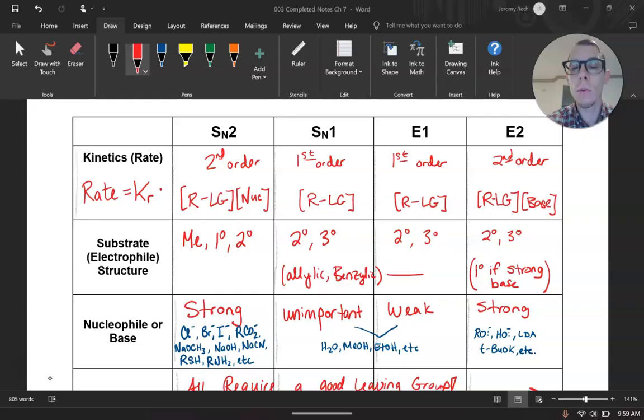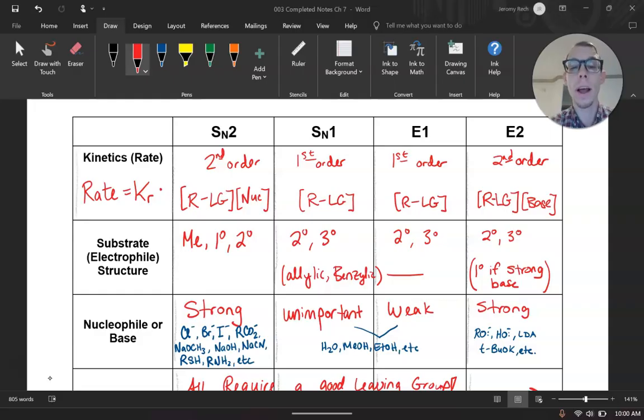For our 1s, so our SN1 and our E1, they're going to be first order. That first order is only going to have dependence on our substrate. So we are not going to have any kinetic terms associated with our nucleophile or our base. And SN1 and E1 are going to have the exact same rate law. It's going to be rate equals our rate constant, k_r, times the concentration of our substrate. That is our R leaving group.